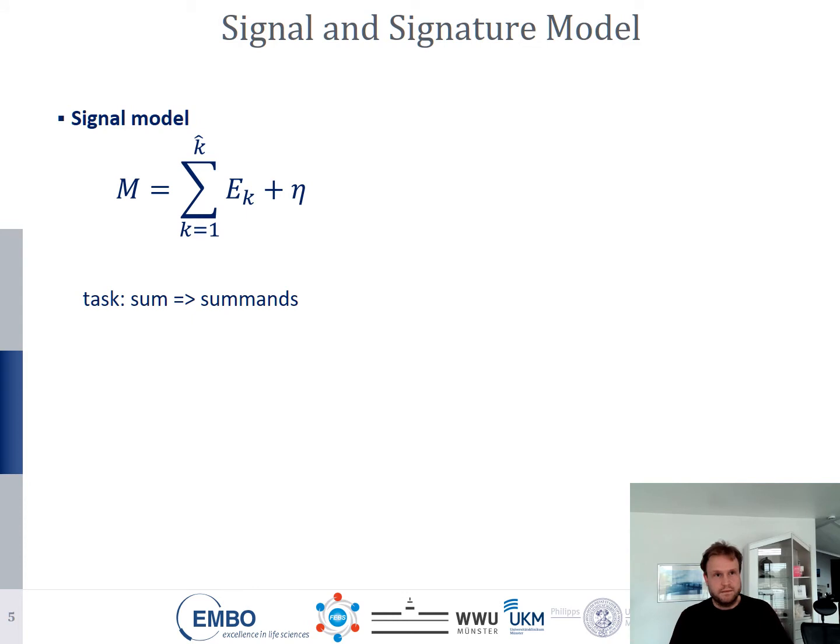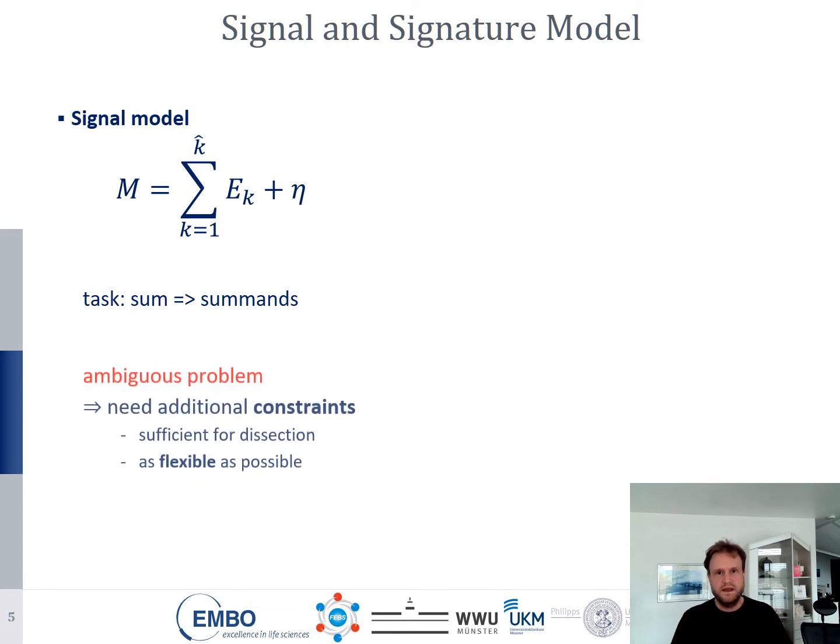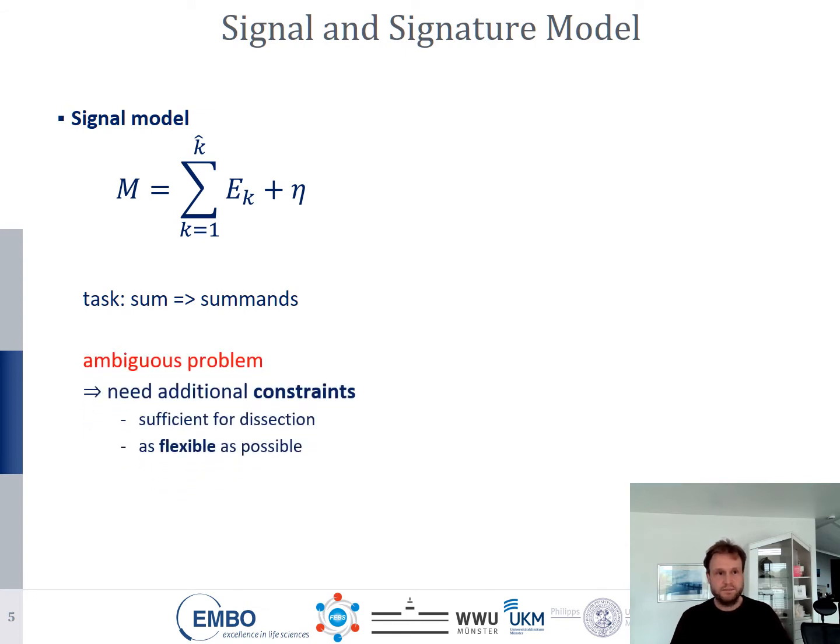Let's start with the signal model. That's straightforward. The heat map you saw earlier, the matrix M, is dissected and represented as a sum of matrices E_k. Each E_k is a signature plus a noise matrix eta. And our task is to reverse the sum into summands. And of course, this is a mathematically highly ambiguous problem, so we need additional constraints. And these constraints need to be sufficient for dissection, but should be as few as possible in order to fit as broad a range of natural phenomena as possible.